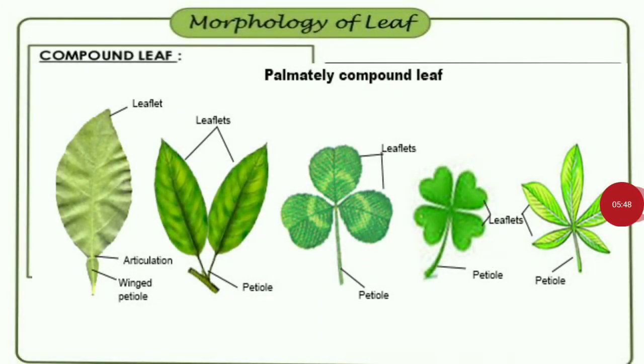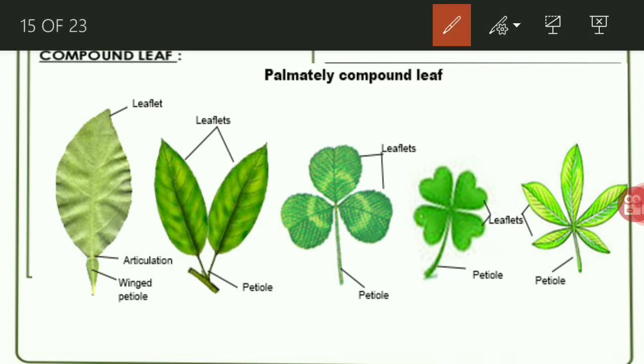The other type of leaf is palmately compound leaf. In palmately compound leaf, the leaflets are arranged at the tip of the petiole. These are further divided into many types. The first type is unifoliate palmately compound leaf, meaning a single leaflet is present on the rachis.